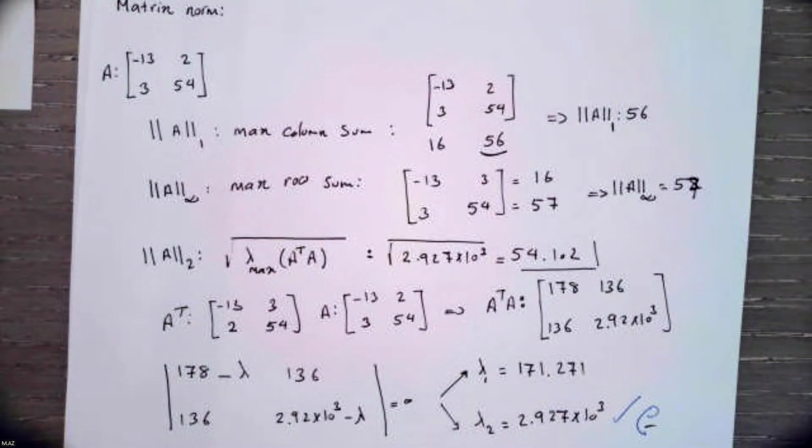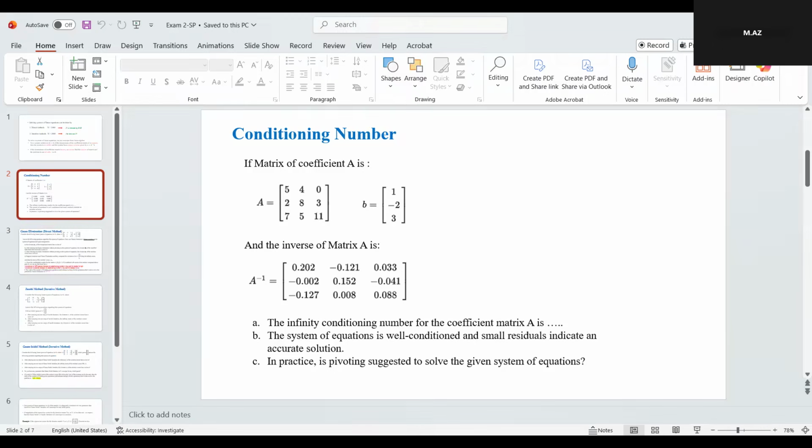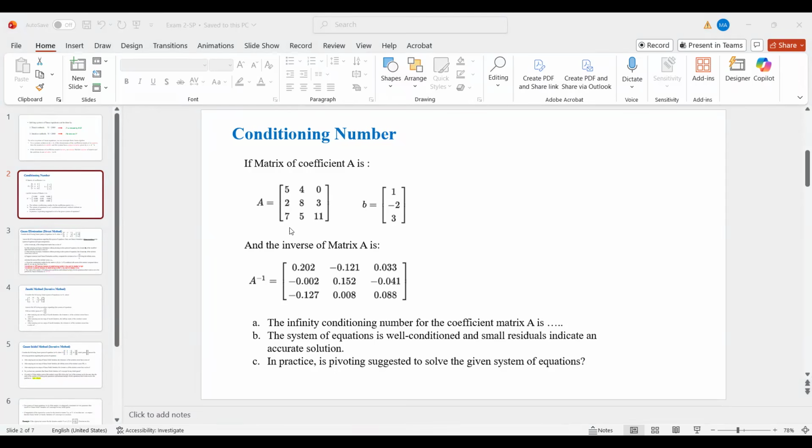These are the two concepts that we have to know. Another concept is the conditioning number. Let's look at this example. We have the matrix A, and this is the inverse of the matrix A. Now we have to answer each of these questions.